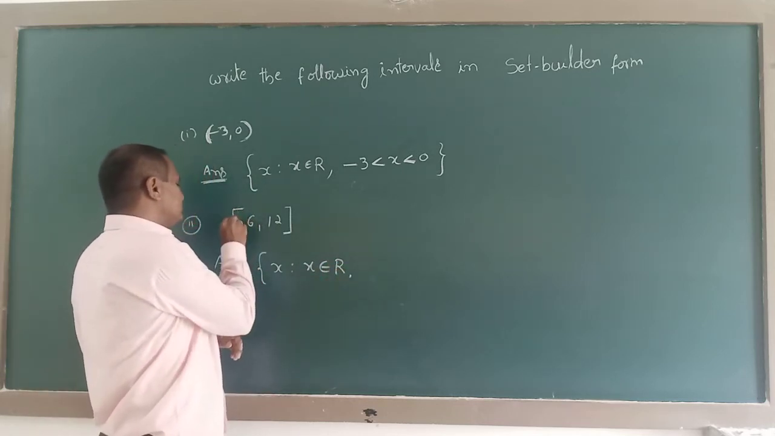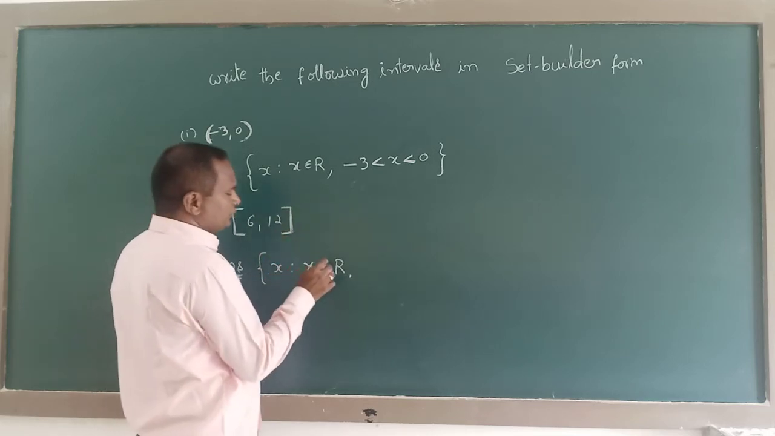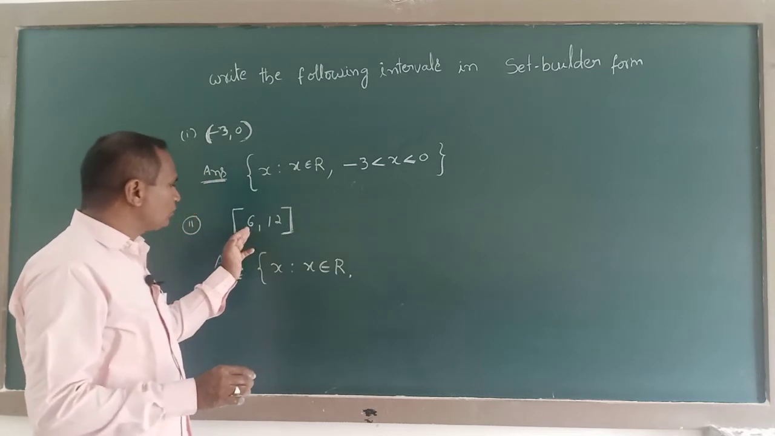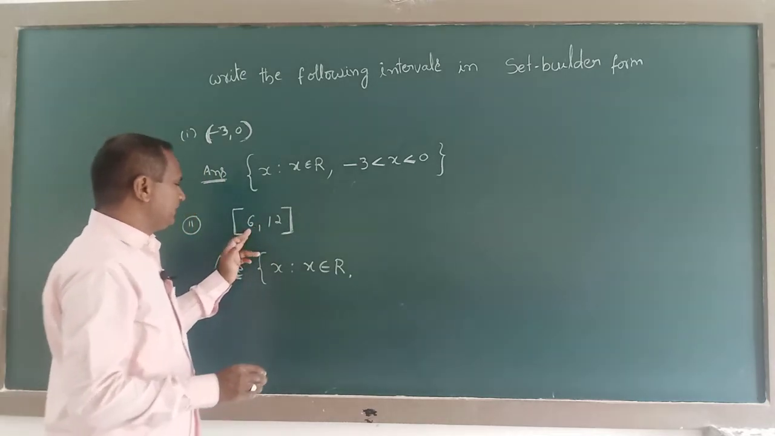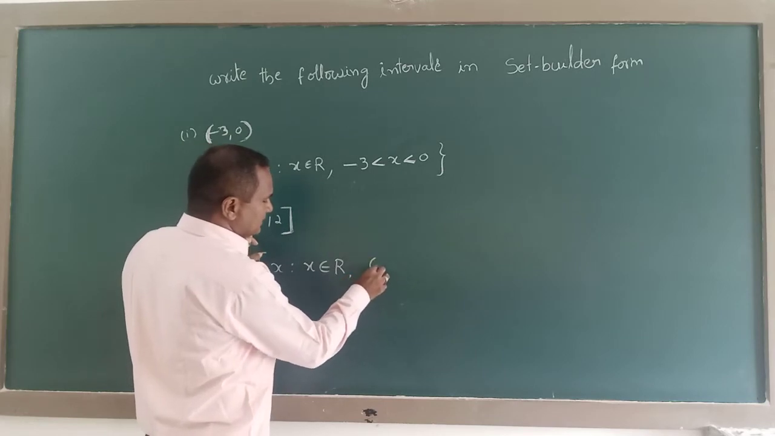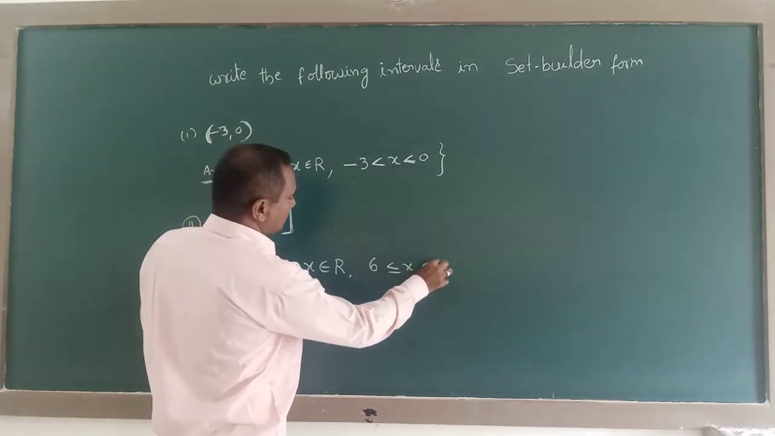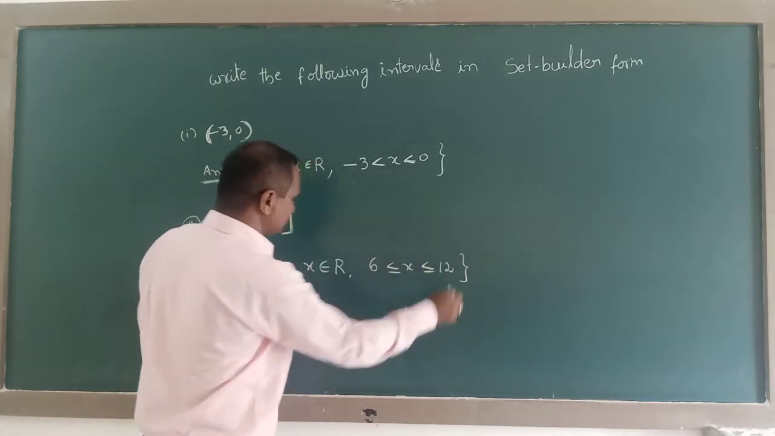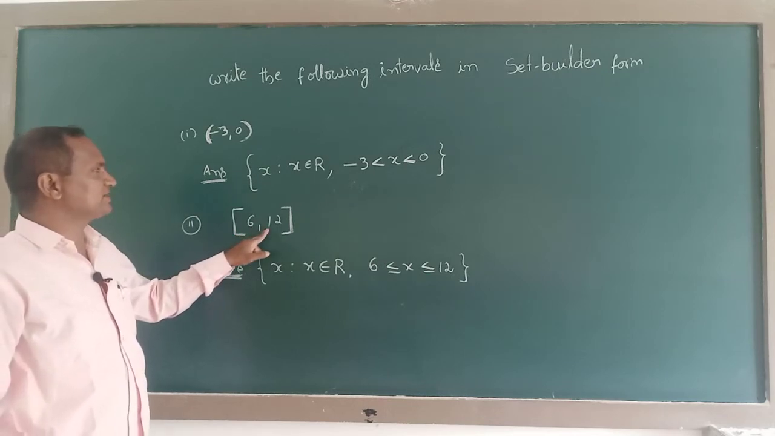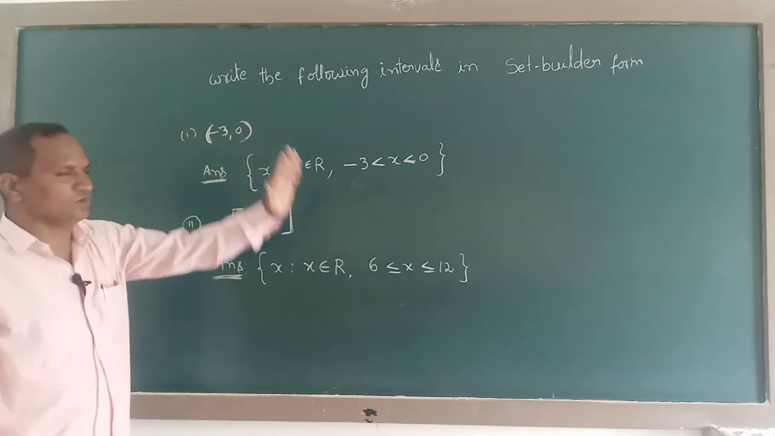On both sides closed interval is there, which means we should use less than or equal to, including the 2 endpoints here. Including means we should write less than or equal to, that is 6 is less than or equal to x, which is less than or equal to 12. That's all. Closed means including these 2 endpoints. Open means exclude minus 3 and exclude 0.